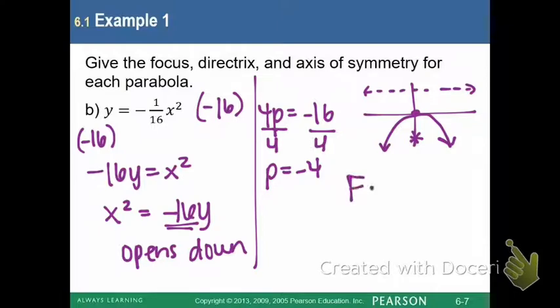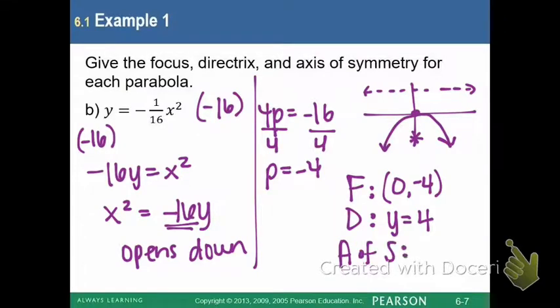So then my focus is going to be at (0, negative 4). The directrix is going to be y equals positive 4. And then the axis of symmetry is still going to be the y-axis.